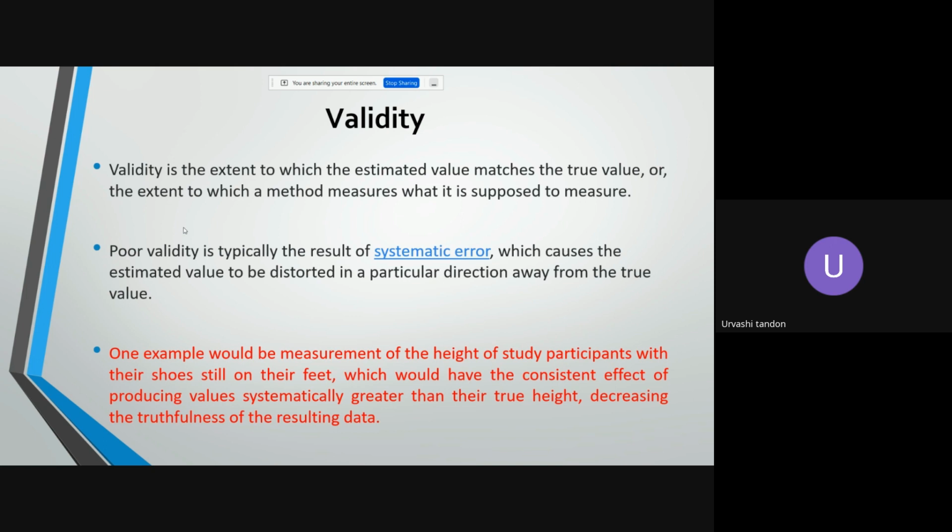And validity, as I've already explained, is whether the estimated value matches the true value, or the extent to which whatever you have written is measuring what it should. Poor validity at times is the result of systematic error. Now, this is one example: the measurement of height of study participants with their shoes on. When you measure the height of the students of your institution with shoes, it gives you some results, but values even higher than the actual height. So that means it is not exact data, but it is reliable because it is consistent. It is measuring the height, right?